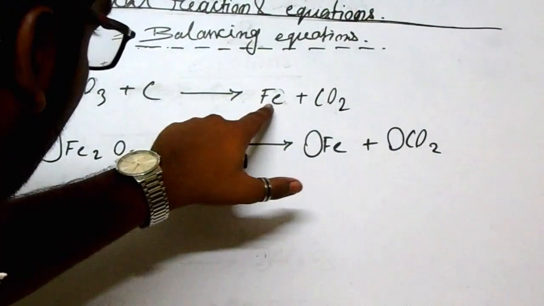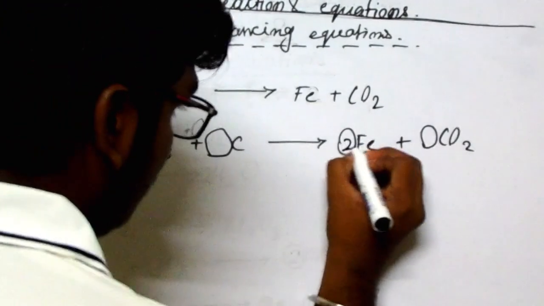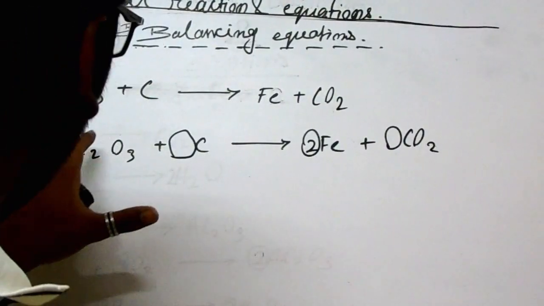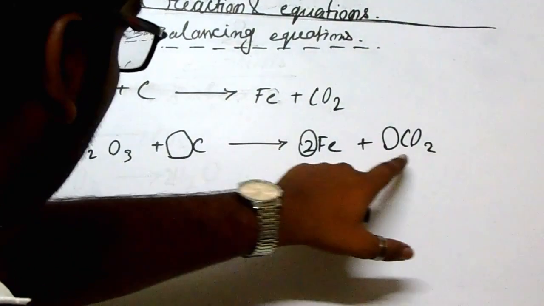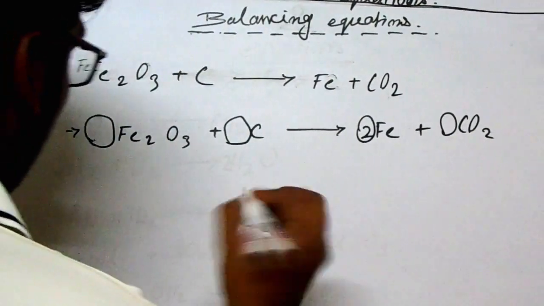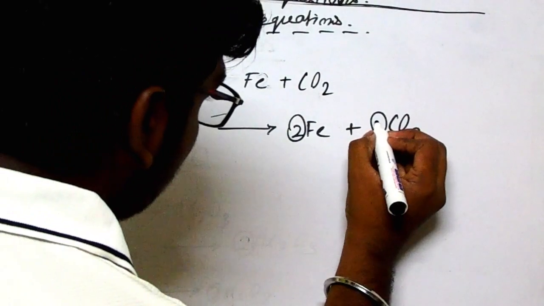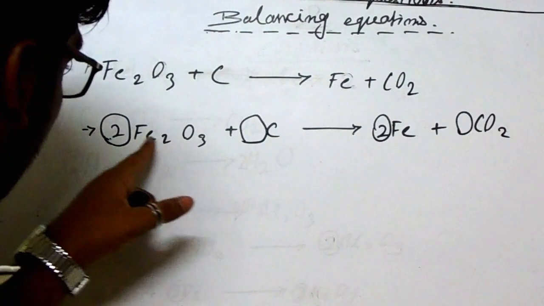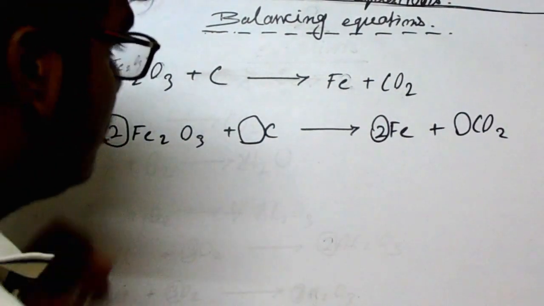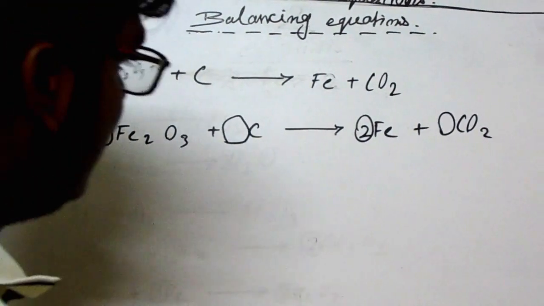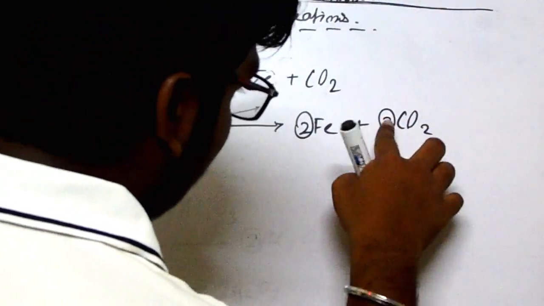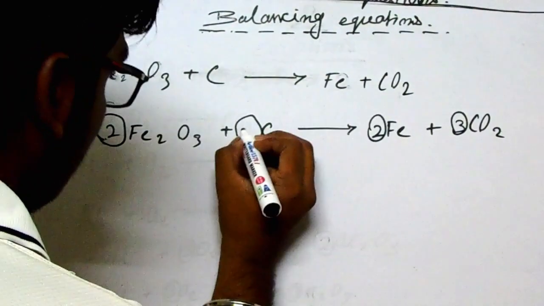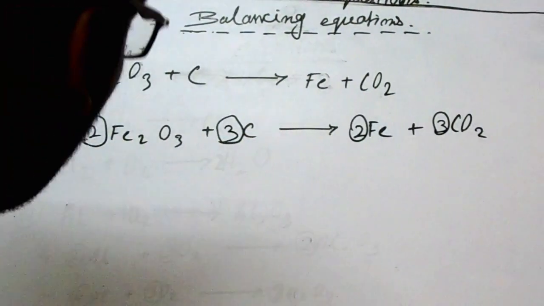Fe equals to 2, Fe equals to 1. So we will put 2 over here, 2, 2. Now oxygen is 3, but oxygen is 2 over here. So we have to put just 2 over here. Oxygen is becoming 6, 2 into 3, 6. Now we have to put a 3, 3 into 2, 6. Carbon is becoming 3, carbon 1, so we have to put a 3. Is it balanced?